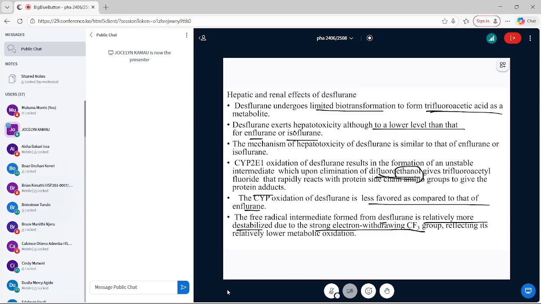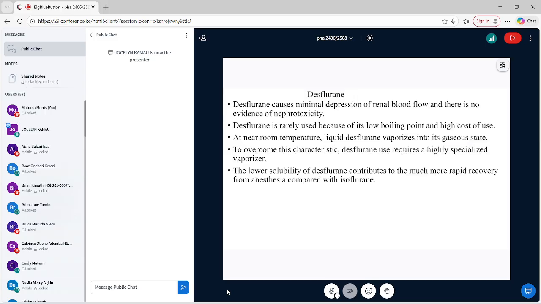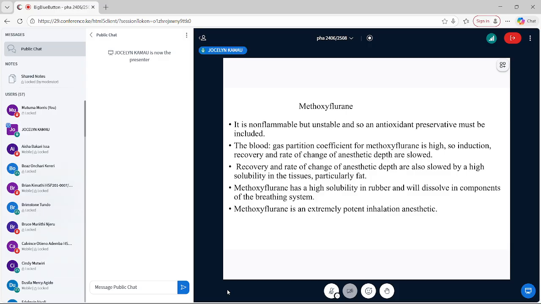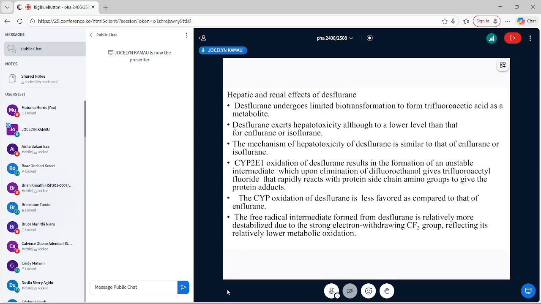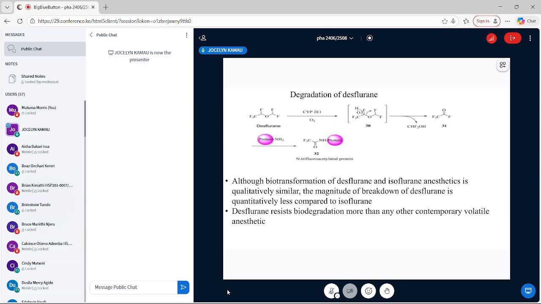So when you look at desflurane, unfortunately, we can go back to look at the structure of desflurane. When you look at desflurane here, this is the group that we are talking about. This trifluoromethane group is a very potent, very strong electron withdrawer. And because it's a very strong electron withdrawer, it results in formation of a very, very highly unstable intermediate. And when something is too unstable, it does not exist. So that is all we are saying.